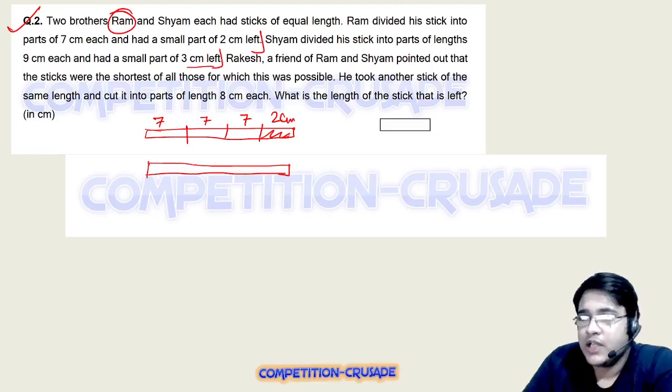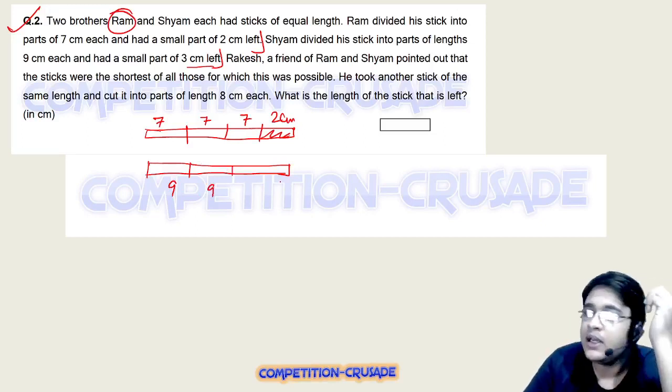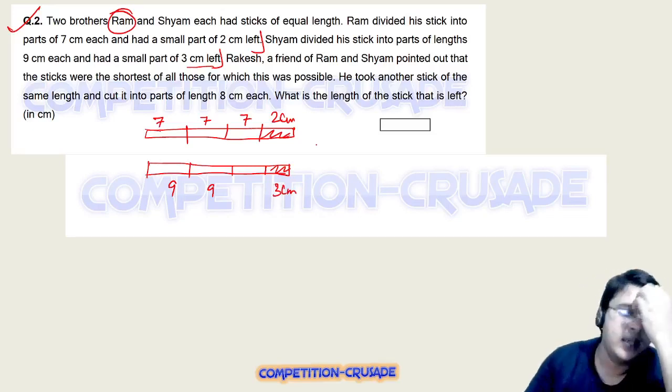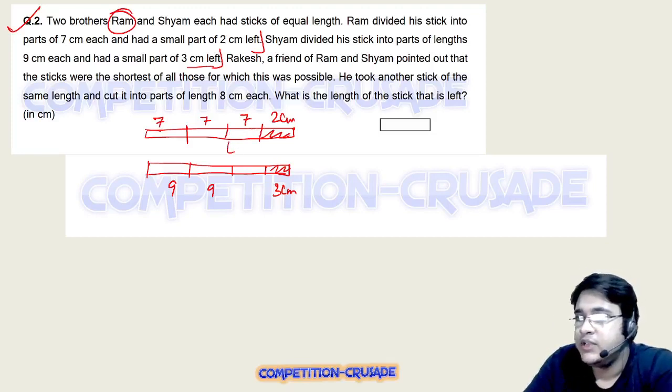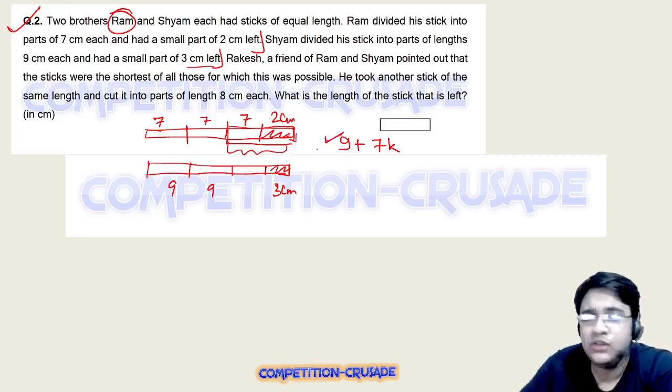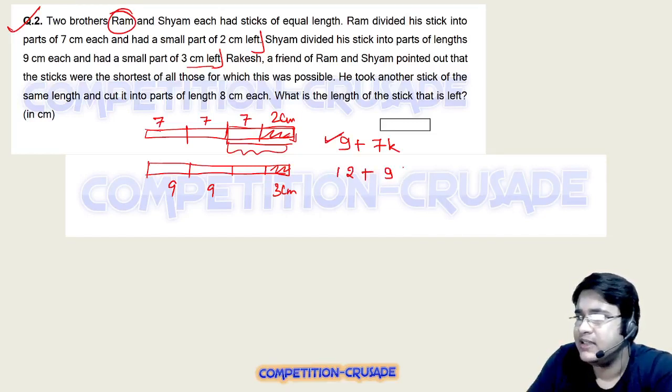A similar situation with Sham is that he is doing the same thing, 9 centimeters and 9 centimeters, and his left out portion is 3 centimeters. Now, how can I proceed with this? The very first thing that came to my mind is that I'll take this one part as a separate unit, and then I can say 9 plus 7k is the length of the first stick. Similarly, for the second stick, the length will be 12 plus 9, let's say not k, this time it will be n.